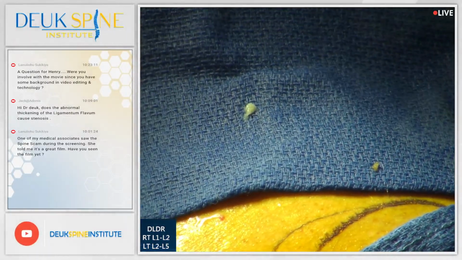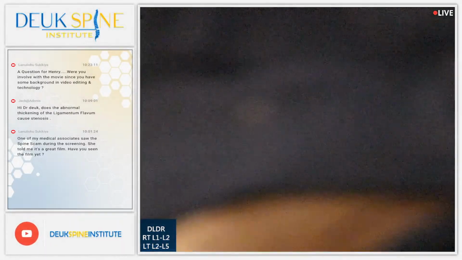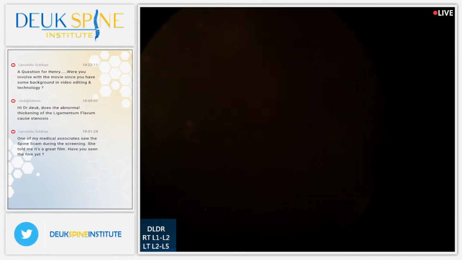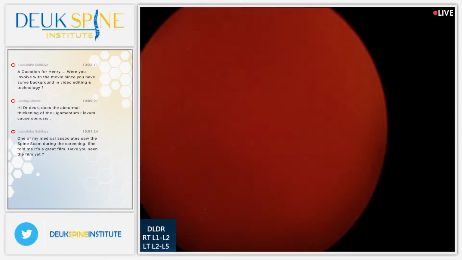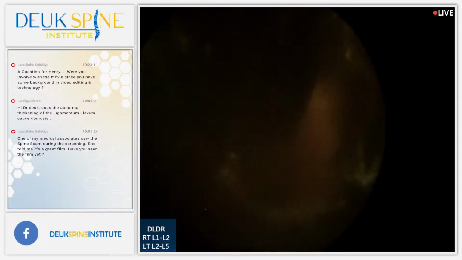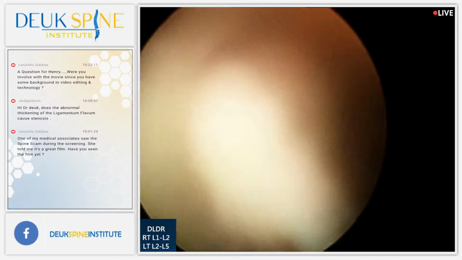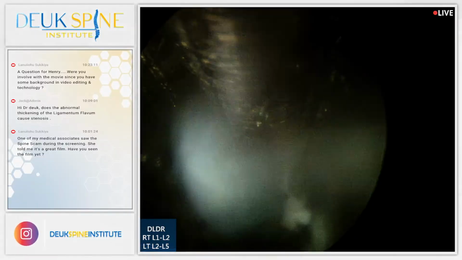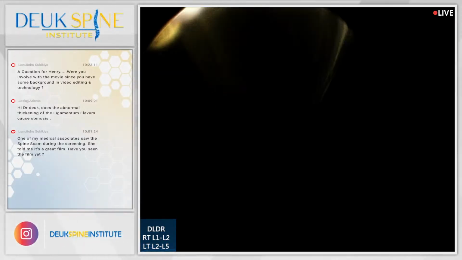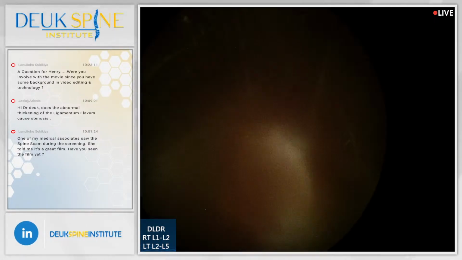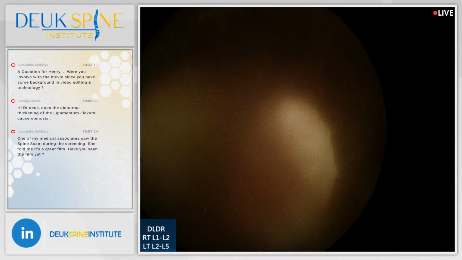Remember, this is the left L2-3, correct? So we already finished the left L4-5. We're now doing left L2-3, and I'm almost done with it. When I'm done with the discs, we're going to do one more disc, and then I'm going to move on to the facets. And that'll be a separate stream. Keep the questions coming. Happy to answer them.